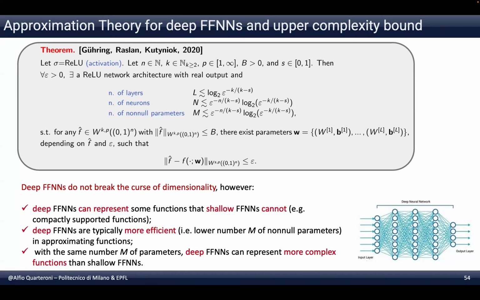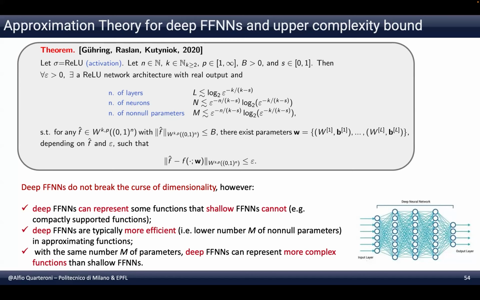And for deep, where does the number of layers enter? Is L the number of layers? L is the number of layers, yes, and then there is the number of neurons. If you fix, for a given function with a given regularity, the accuracy, here you have the indication about the architecture: the size of your neural network in terms of number of layers, number of neurons, and number of non-null parameters. So how many connections do you have between the different neurons?